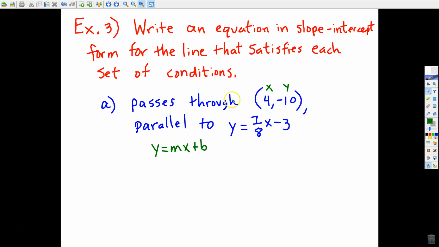I know that this particular line not only goes through this given point, but it's parallel to another line that's given. So we've got to remember from our Algebra 1 days what is true about two lines that are parallel. Okay, and I'm sure you remember this. Two lines that are parallel have the same slope.